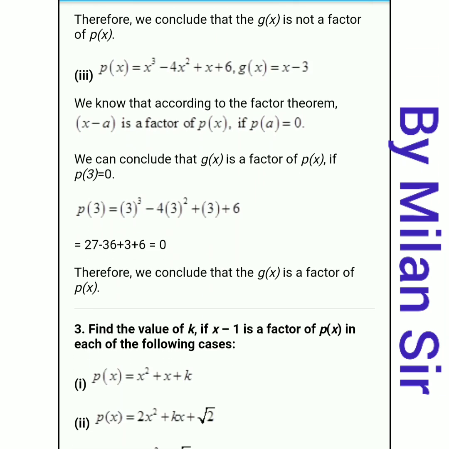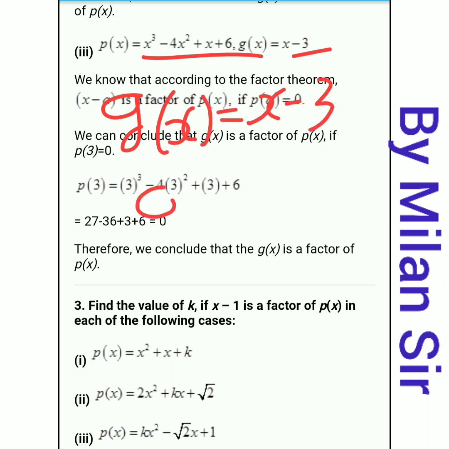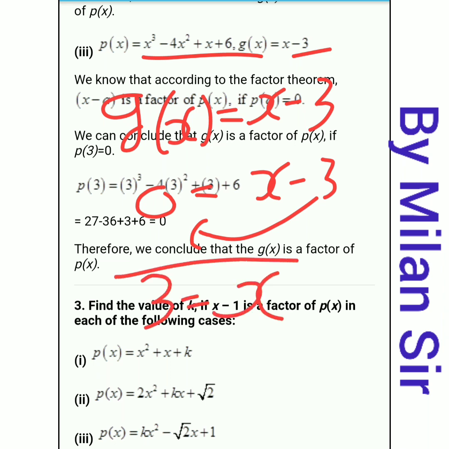Then question number 3. P of x is equal to x cube minus 4x square plus x plus 6. G of x is equal to x minus 3. So here we need to take g of x is equal to 0. G of x is equal to x minus 3, take 0 in place of g of x and find out the value of x. So transfer this minus 3 to the left hand side. It becomes plus 3. So x is equal to 3.